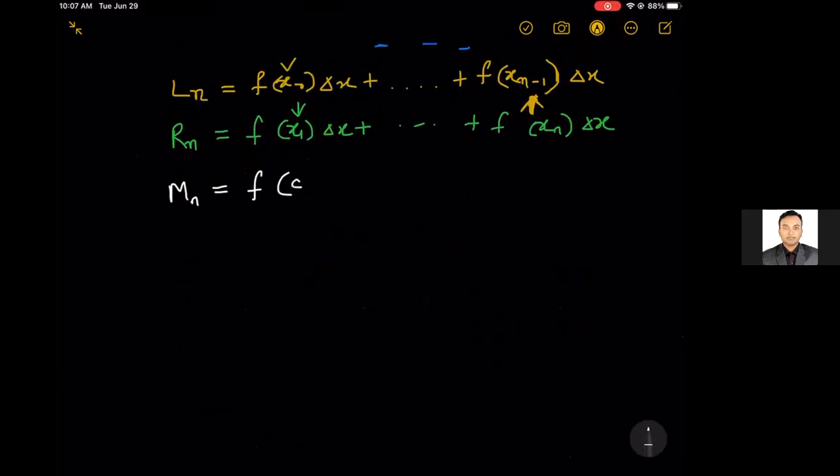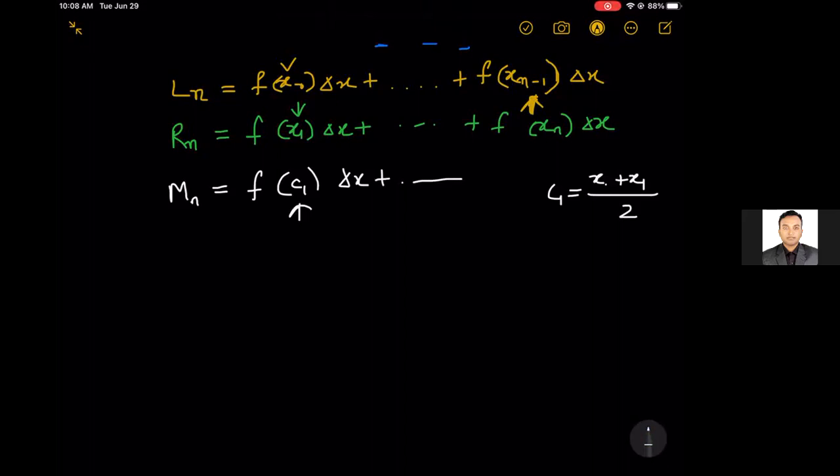Let's use C1, where C1 is the midpoint of the first subinterval, okay? That is x0 plus x1. And we keep doing like this. This is the midpoint of each of those intervals, nothing else.